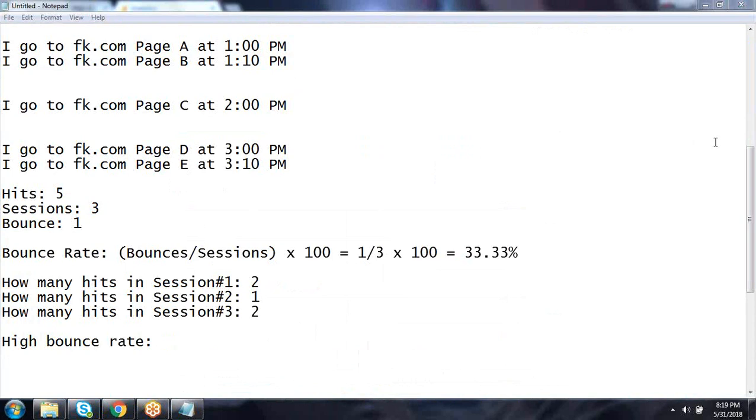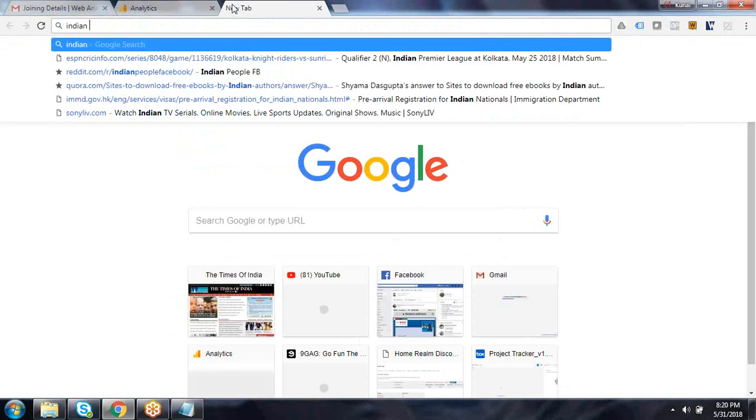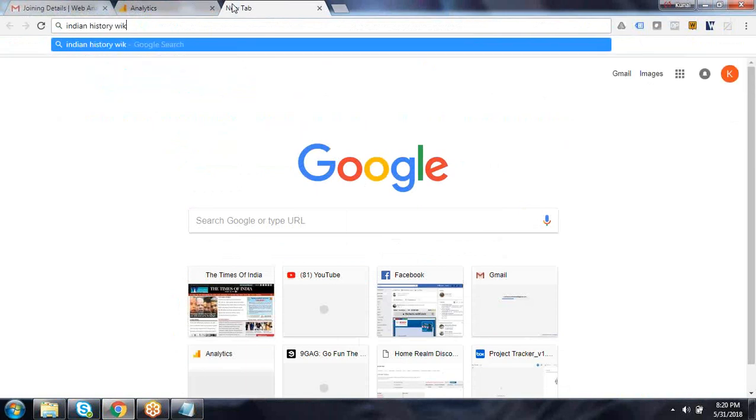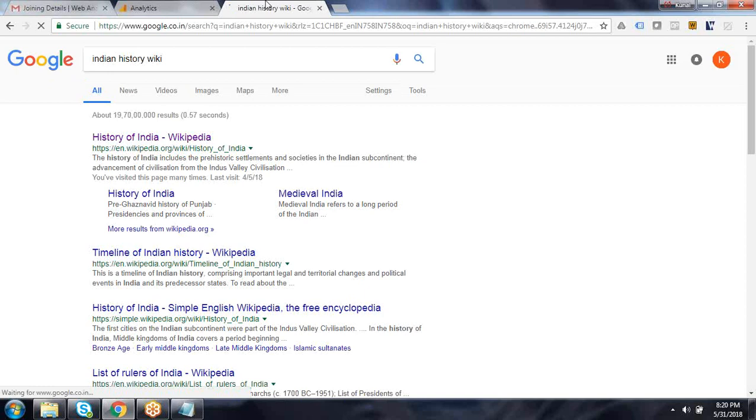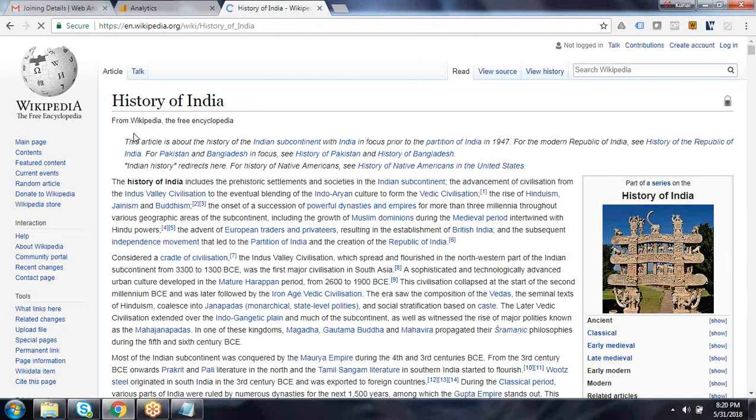Absolutely right, Yojana. Time spent is not considered to declare it a bounce. Bounces are just those sessions with only one hit. Even if they stay on the page for 15 to 20 minutes, it would still be a bounce. Now, one very good example of that is, let's say I search for Indian history. I search for the Indian history article on Wikipedia. Now this is very, very important for you to understand. And I know that you will go ahead and give me the answer to this question that you asked.